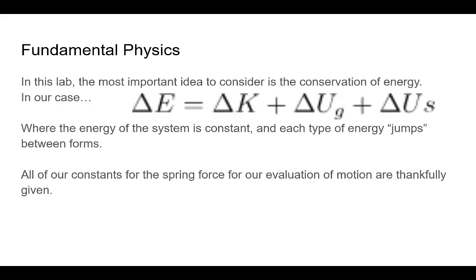The fundamental physics here is that the change in the system is equal to the change in kinetic energy plus the change in potential gravitational energy plus the change in potential spring energy. It's a mouthful, but the main idea is that the energy of the system will be constant, and each type of energy will kind of just jump in between forms.